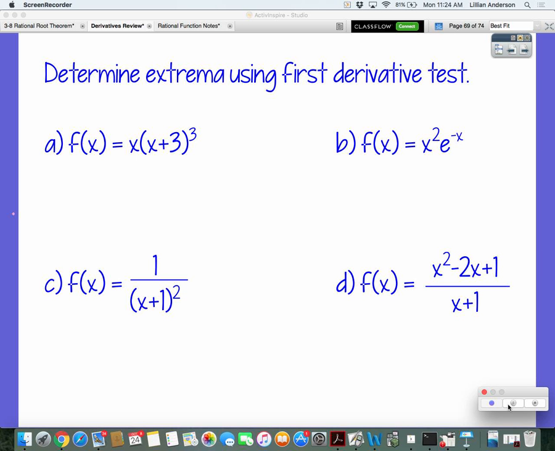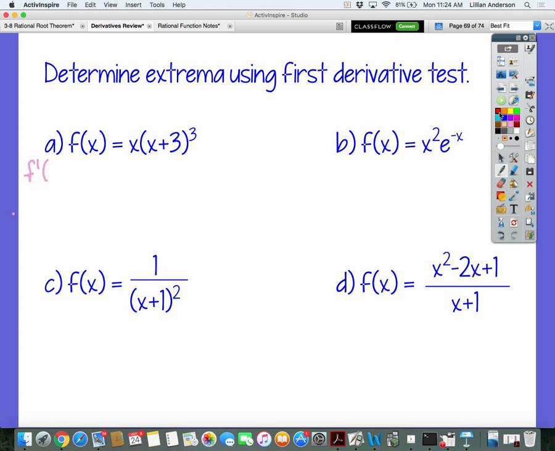For A, what rule do you use to find the derivative? Product and chain. So the derivative of this function is the first times the derivative of the second. When you take the derivative of the second, is that where you do chain? Yes, it is. The first is this, this is the second. So first times the derivative of x plus 3 to the third, which is 3 times x plus 3 squared, times the derivative of the inside, which is 1, so it's just that.